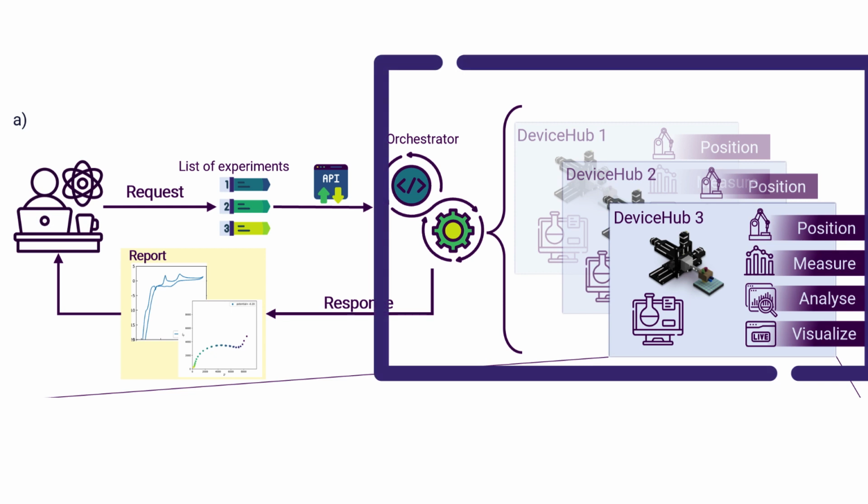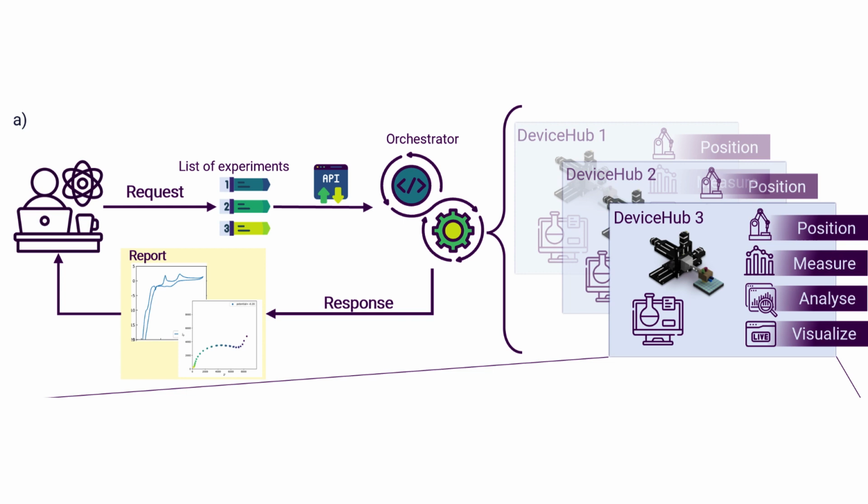The orchestrator then manages the sequence of experiments asynchronously, communicating with each server in our device hub through FastAPI, a web server framework. Upon completion of the experiments, the orchestrator compiles a comprehensive report detailing all measurement data, experimental steps, and associated timestamps, and delivers it to the user. Next, I would like to explain further details about the device hub.